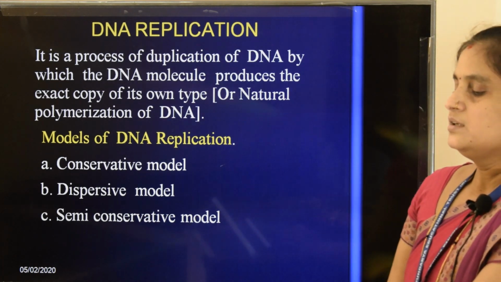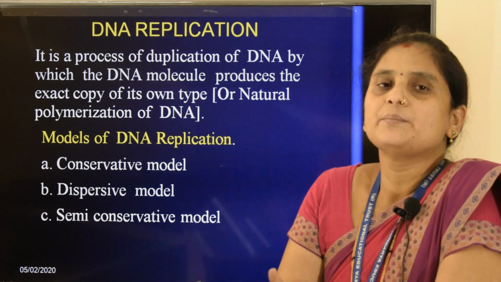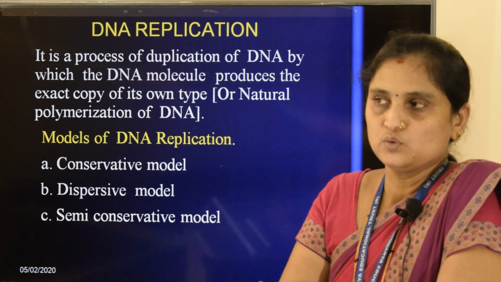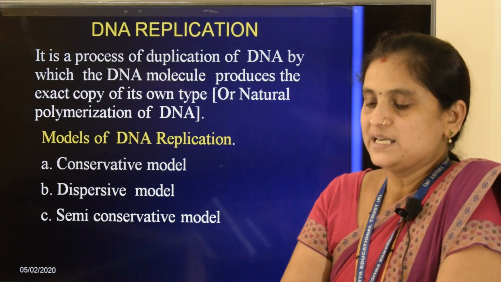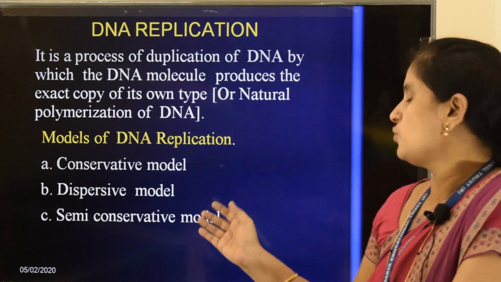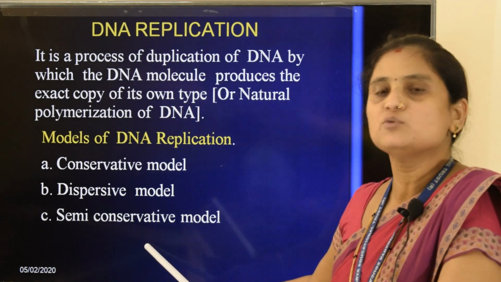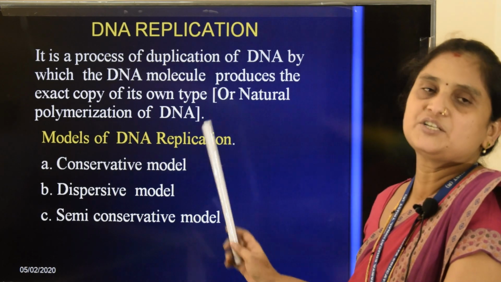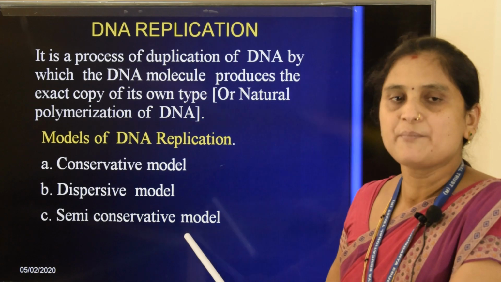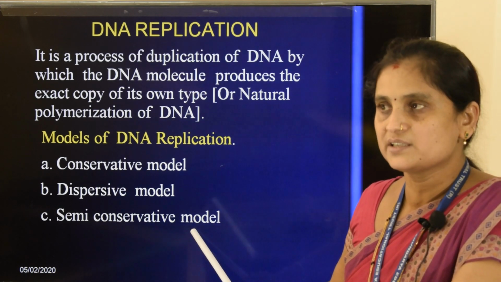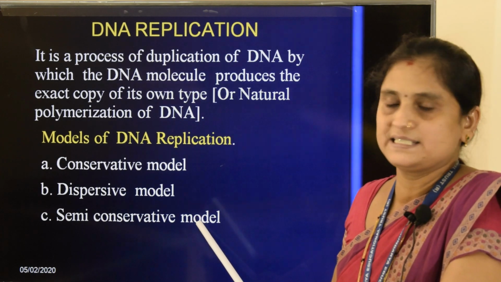Now, many models have been proposed to explain the mechanism of DNA replication, and such models include the conservative model, the dispersive model, and one more model, the semi-conservative model. So there are three models. You need to remember this, as it is not mentioned in the NCERT textbook, but you need to know it for the point of your NEET examination.